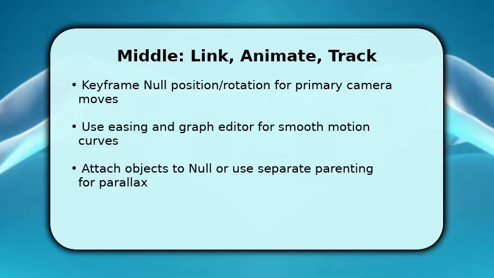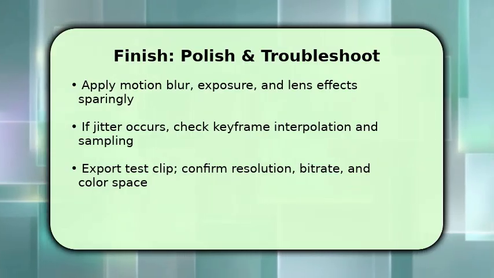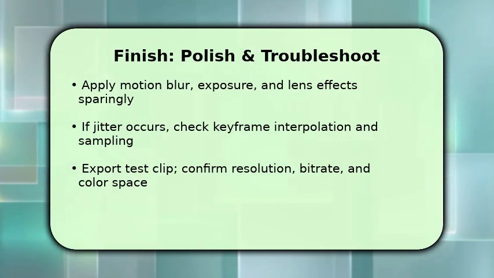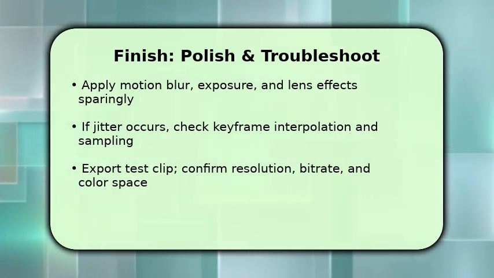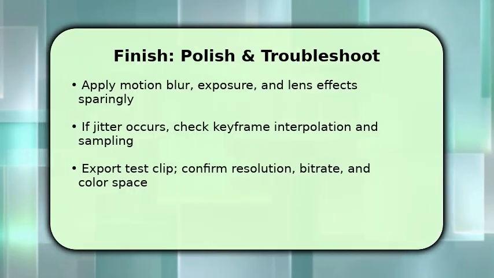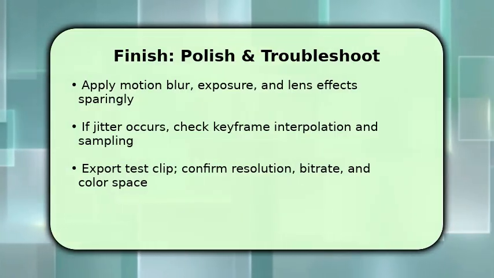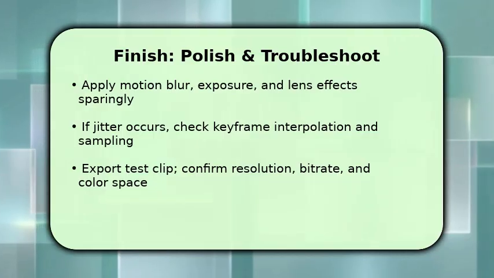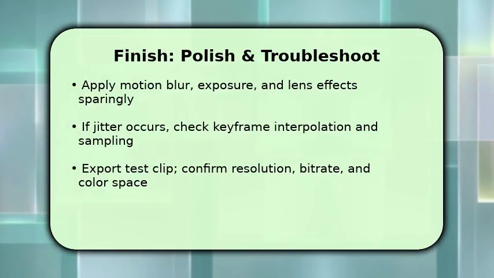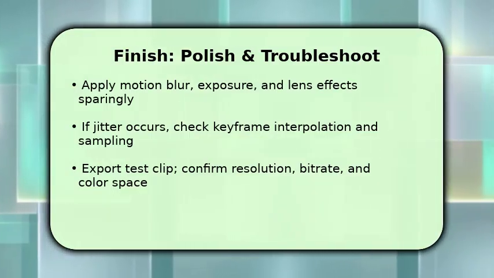To finish, add motion blur and subtle lens effects to sell the camera move, but keep values low to avoid artifacts. Once done, render a short test clip at full resolution to inspect motion and color. If you see jitter or stuttering, make sure keyframes use smooth interpolation and that your project sampling rate matches media. Snapping or duplicate keyframes often causes instability. Finally, export with the correct bitrate and color space and review on the target device.